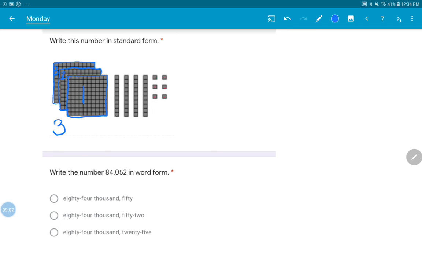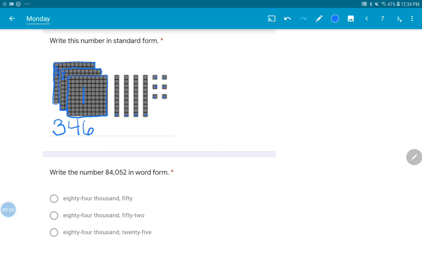Then we have some 10 sticks. How many 10s do we have? 4 10s. And how many ones? 6 ones. So what's that number in standard form? Just the regular way we write numbers. 346. Good job.